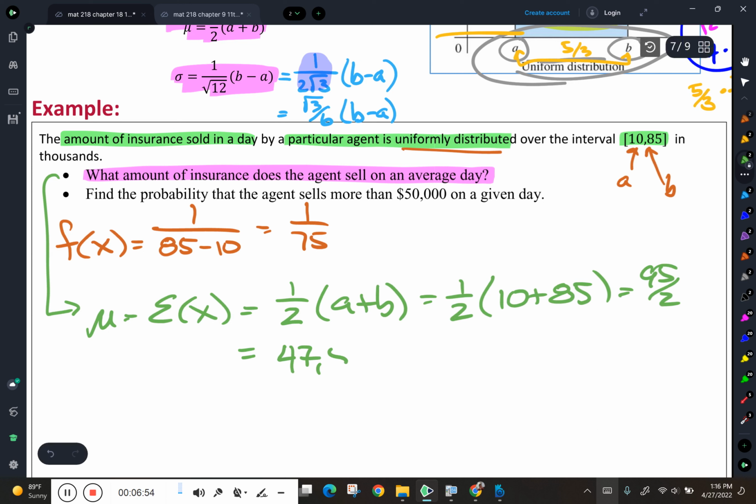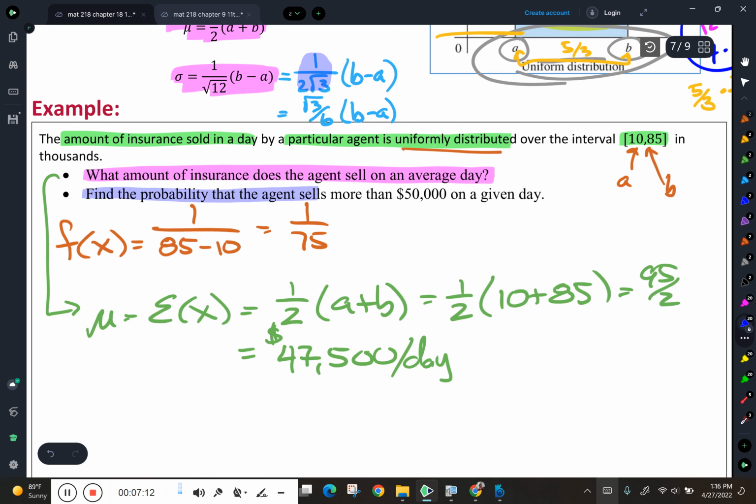So $47,500 per day. So the expected value, or the average, is $47,500 per day. Well, that's not too bad. All right. What's the next question?